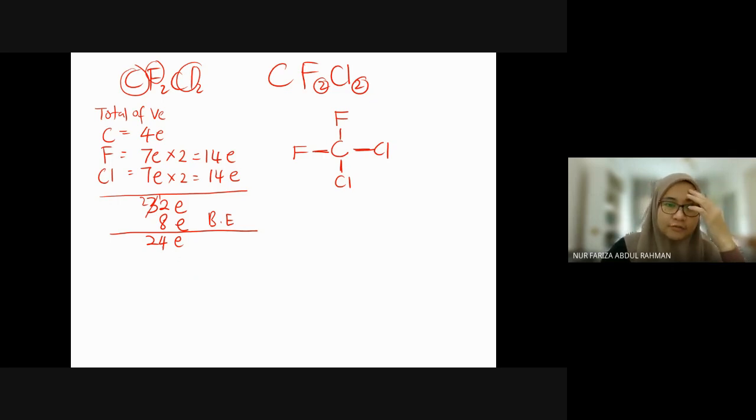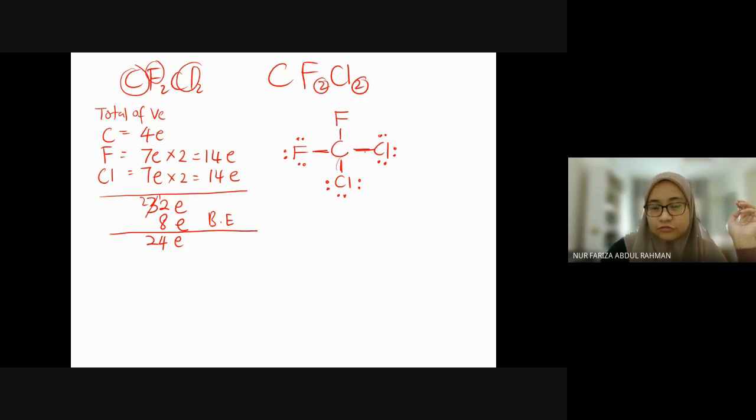Alright, so we have to distribute all these 24 electron. Kita nak octetkan dia. We go one by one lah. So fluorine kena ada 8. So each one kena ada 6 lah. So 1, 2, 3, 4, 5, 6. Total ni jadi 8. So 1, 2, 3, 4, 5, 6.